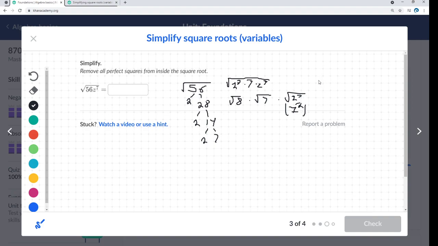So z to the 7th, which is z times z times z times z times z times z, and so on. Don't need to write the whole thing out. But I think we want to break it down to z squared to some exponent. Would it be z squared times what's left over? Or z squared raised to the fifth power?